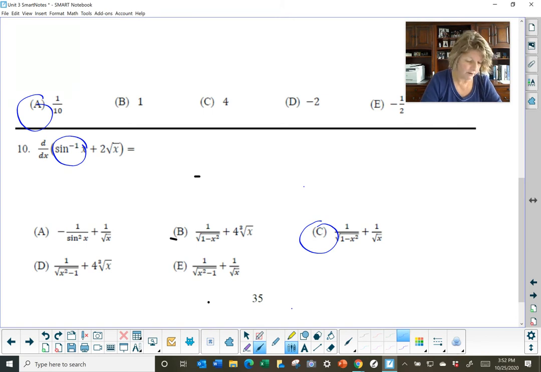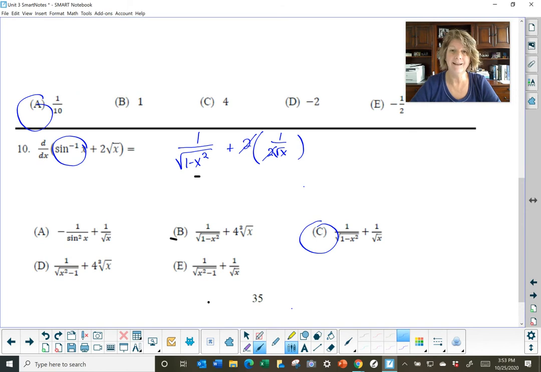Oh, you know what? I'm going to do this one quick. Derivative of inverse sine of u is 1 over square root of 1 minus x squared plus 2, and the derivative of square root x is 1 over 2 square root x. I know that one by heart. That cancels, and I think we got our answer. It's C. That was a nice one.